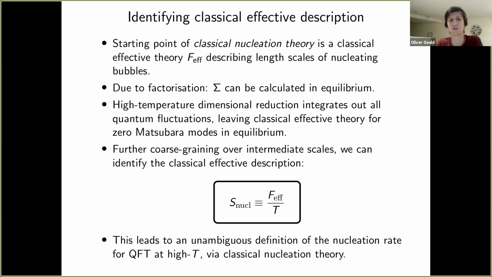And by so doing, we then get essentially an unambiguous definition of the nucleation rate for QFT at high temperatures, using classical nucleation theory. So we start in our QFT, we derive a classical effective theory, and then we know what to do in the classical theory to get the nucleation rate. It's well defined in terms of probabilities of escaping and so on.